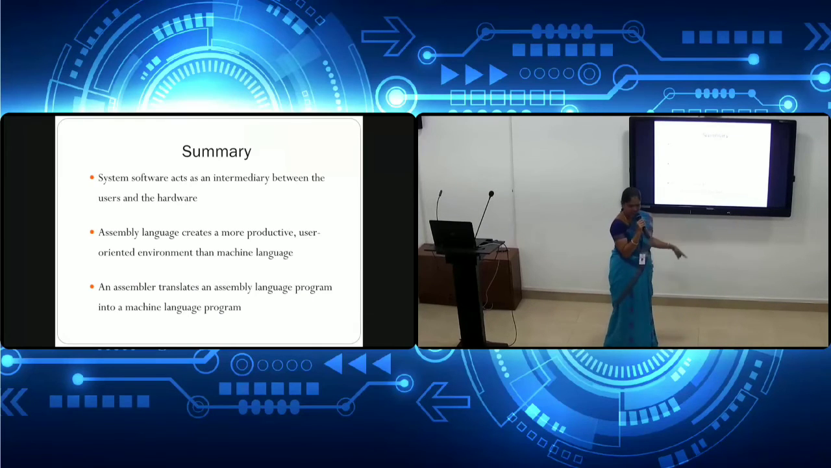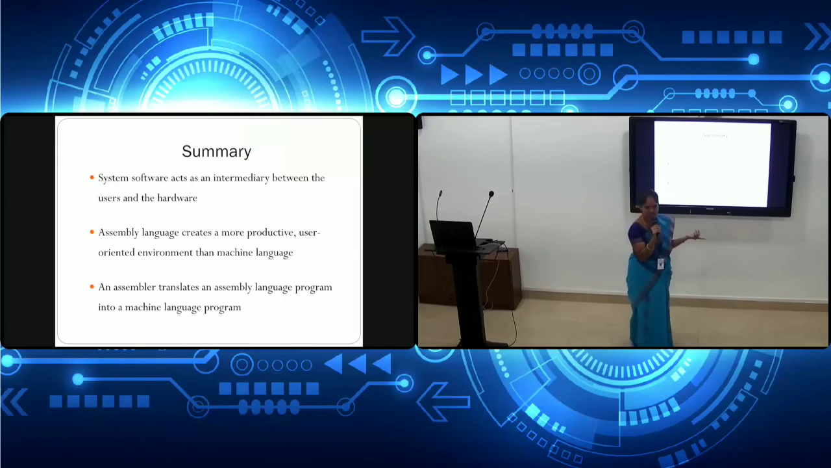In this section we have concluded what we have seen: the introduction of your system software, what is software, what are the types of software, what are the advantages and disadvantages of software, how we can use this software, how your source program is converted to your machine level language program, and this assembly level language program. So in this section we have concluded this. In the next section we will see about your language processor.